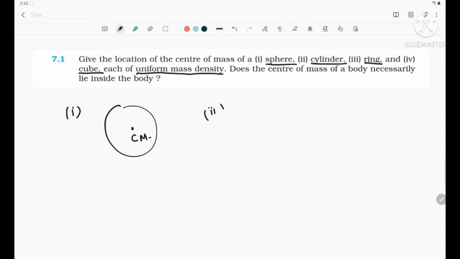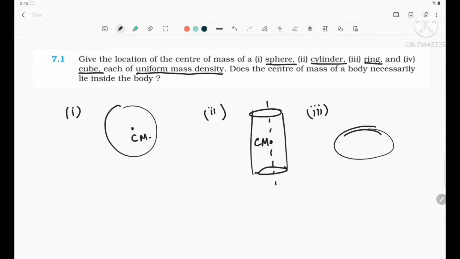And the second one is cylinder. So when you have a cylinder, this is the axis of symmetry. So the center of the axis of symmetry is the geometric center. So once again, the center of mass will be at the center here. And the third one is a ring. So when you have a ring, the geometric center of the ring is here.